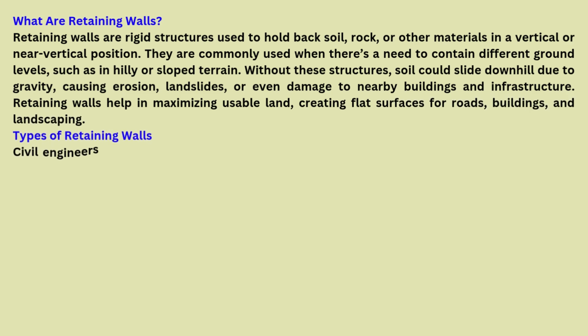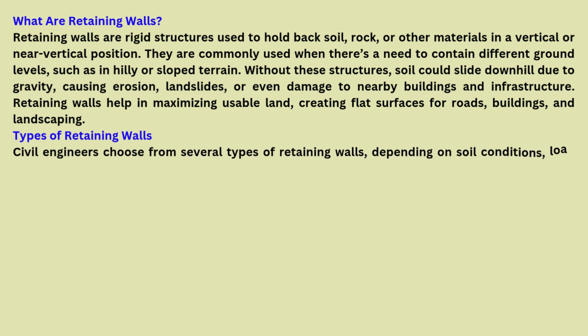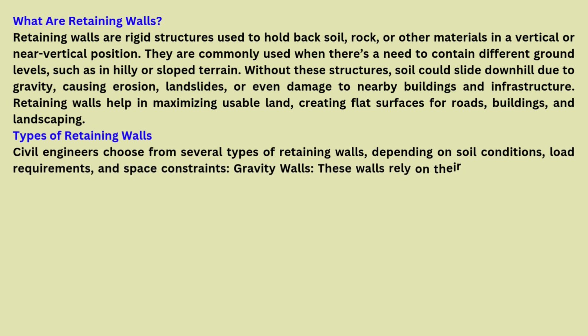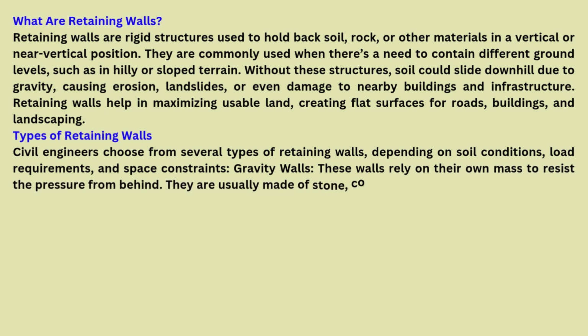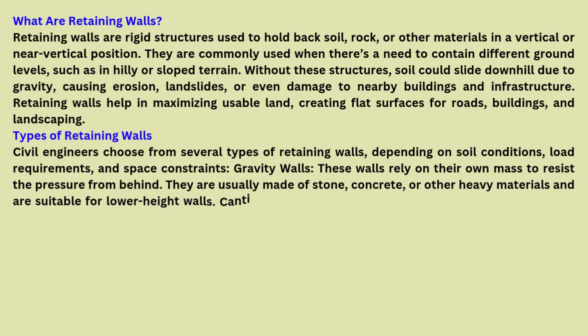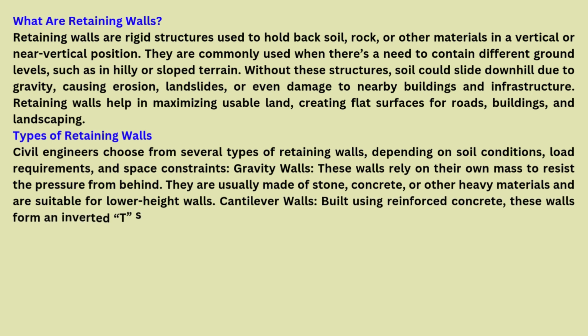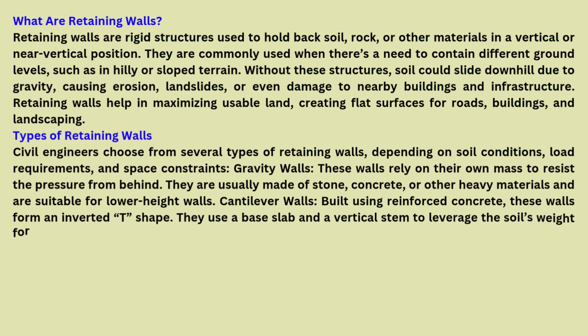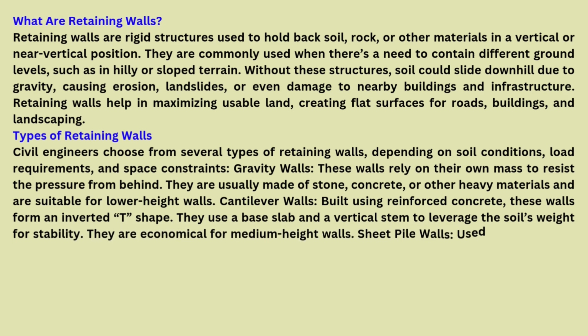Types of retaining walls. Civil engineers choose from several types of retaining walls, depending on soil conditions, load requirements, and space constraints. Gravity walls. These walls rely on their own mass to resist the pressure from behind. They are usually made of stone, concrete, or other heavy materials and are suitable for lower height walls. Cantilever walls. Built using reinforced concrete, these walls form an inverted T shape. They use a base slab and a vertical stem to leverage the soil's weight for stability. They are economical for medium-height walls.